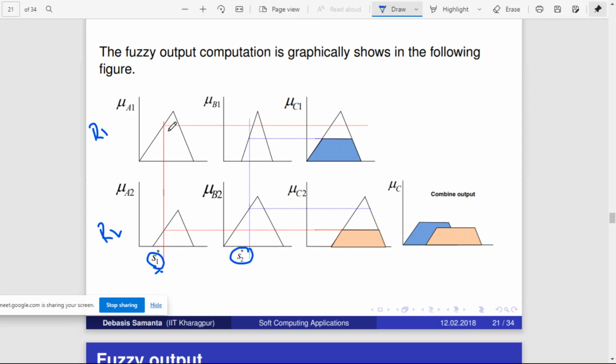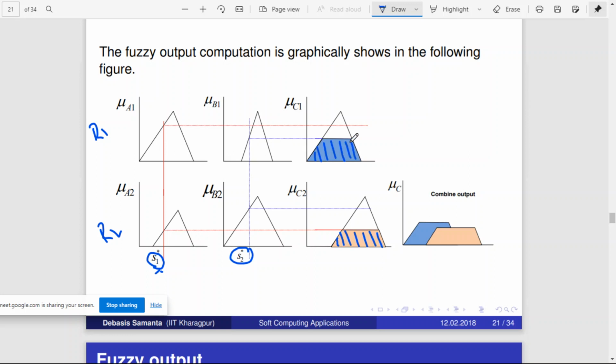But we will take only the minimum of that. So here there are two lines. This is the maximum one and this is the minimum. So we take only the minimum area, right? Similarly, do this for the second rule also. Wherever S1 star hits the membership function A2, draw a horizontal line. Similarly, wherever S2 star is hitting, there also draw a horizontal line. Here also you take the minimum one. So from C1 we are going to consider only this part, and from C2 we are going to consider only this part.